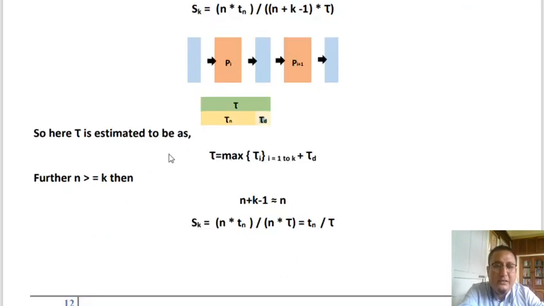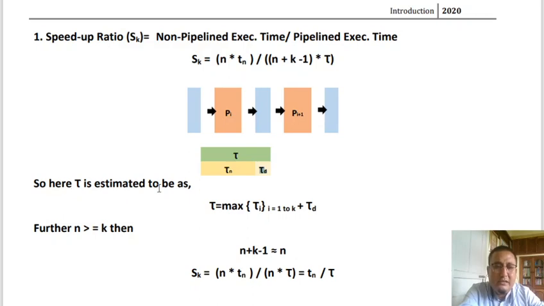So now here in generic context, tau is estimated as tau is equal to the maximum of all the tau i's, right? Because different phases may require different amounts of execution time. For example, instruction fetch, instruction decode, operand fetch, operand execute, and operand store may not take the same amount of time. So based on that, a generic equation is formulated where tau is equal to the maximum of all the tau i's, the maximum of all the time required for phases, plus tau d.